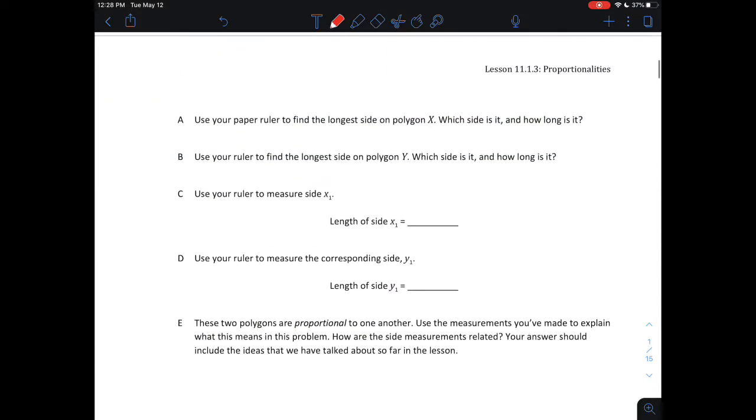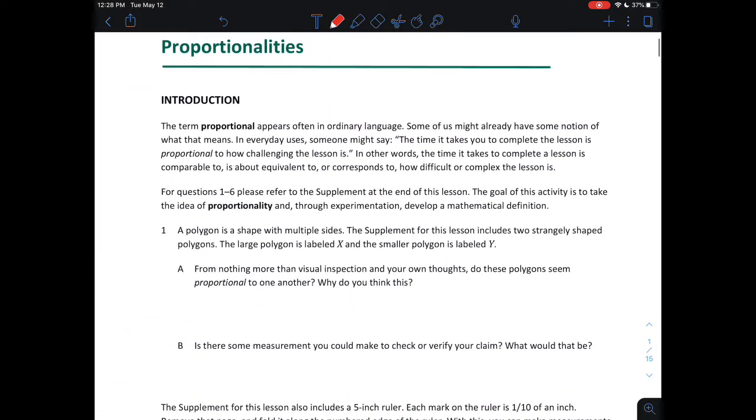So going back to question 1. A polygon is a shape with multiple sides. So that is what a polygon is, just a shape with multiple sides. The supplement for this lesson includes 2 strangely shaped polygons. The large polygon is labeled X, and the smaller polygon is labeled Y.